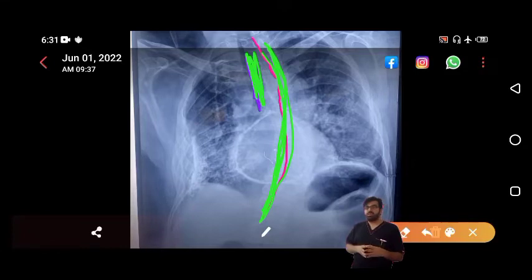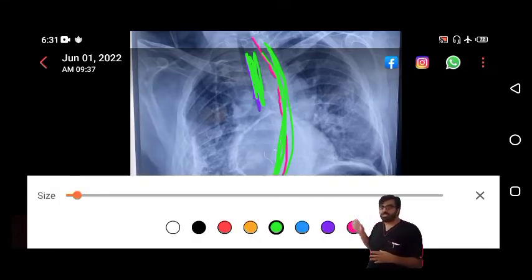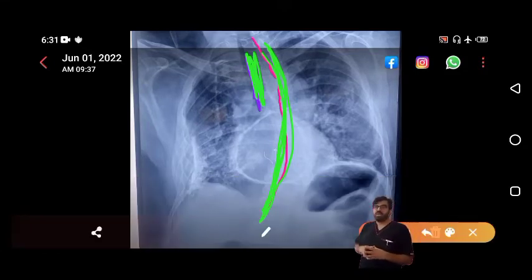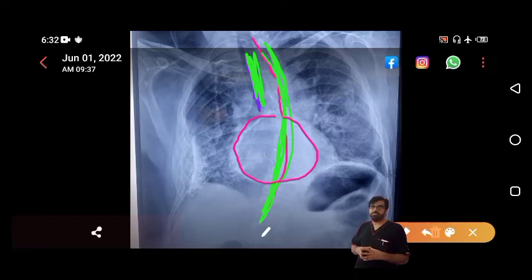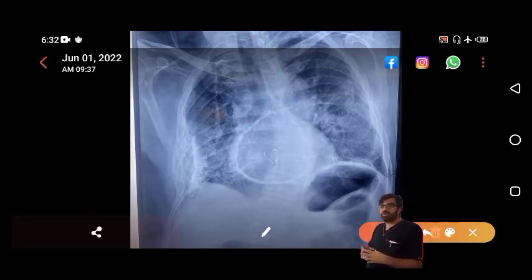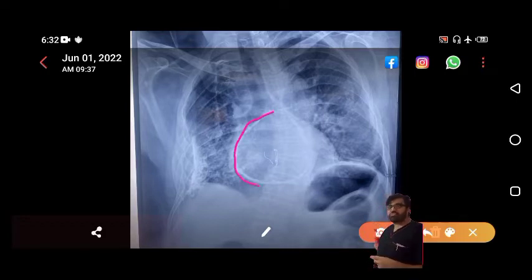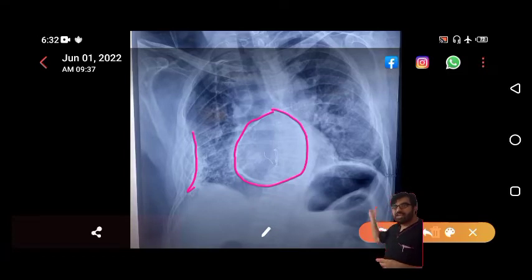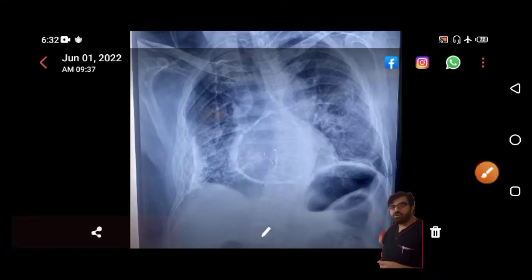The next abnormality you see over here is this ring. Can you see this ring? Another abnormality is this thing. So this patient has a history, 2 years back, of pericardial and pleural tuberculosis. He was treated for that.